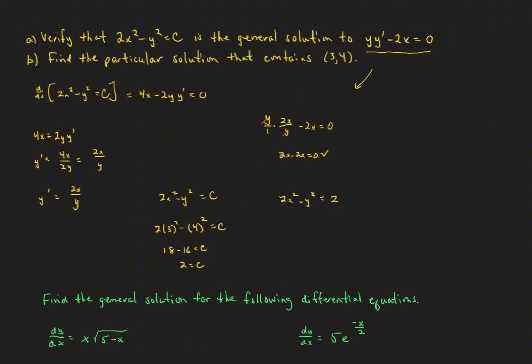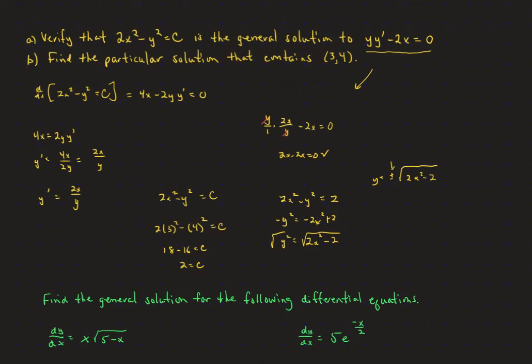So if we do that, we're going to get a negative y squared is going to be a negative 2x squared plus 2. We can divide through by negative 1, and that'll be 2x squared minus 2. We will square root both sides and initially get a positive and a negative square root of 2x squared minus 2.